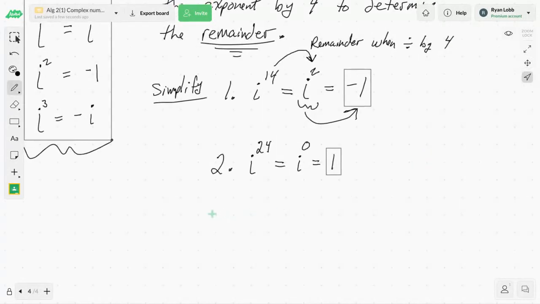Let's go one more here. i to the 43rd. Okay. So simplifying i to the 43rd. Divide by 4. What's the remainder? How many times does 4 go into 43? It goes in 10 times. 10 times 4 is 40, which means there's a remainder of 3. And now simplify i cubed. Any power of i greater than 1 will simplify. 3 is greater than 1. 43 is greater than 1.